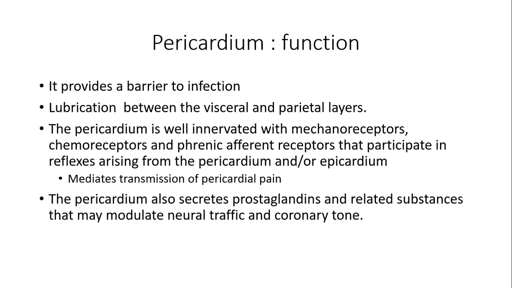Looking at the function, the pericardium provides a barrier to infection, preventing the heart from getting easily infected, and also provides some form of lubrication between the visceral and the parietal layer. The pericardium is well innervated with mechanoreceptors, chemoreceptors, and phrenic nerve receptors that participate in reflexes arising from the pericardium or the epicardium, and they also mediate transmission of pericardial pain. This is mediated by secretion of prostaglandin, basically.